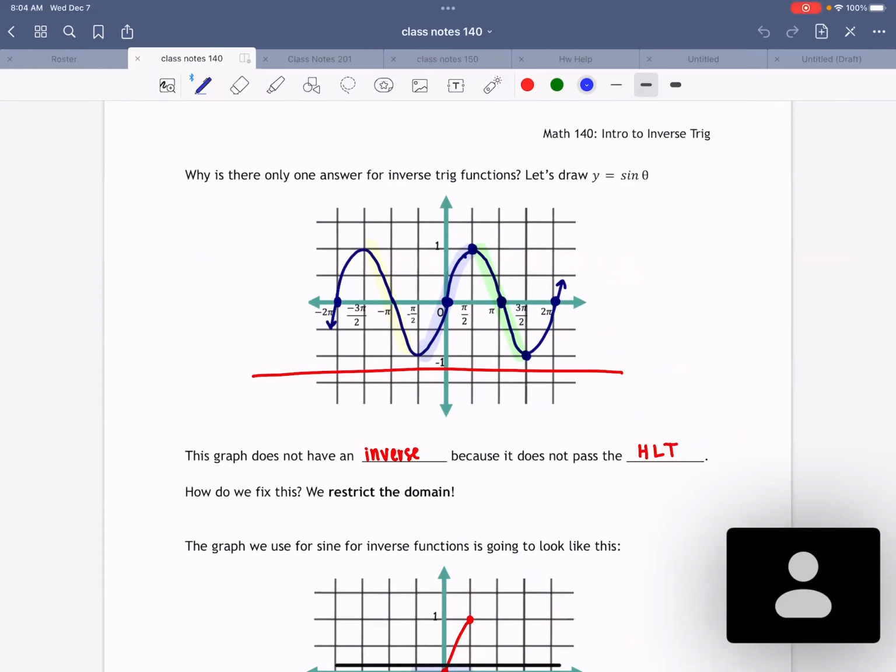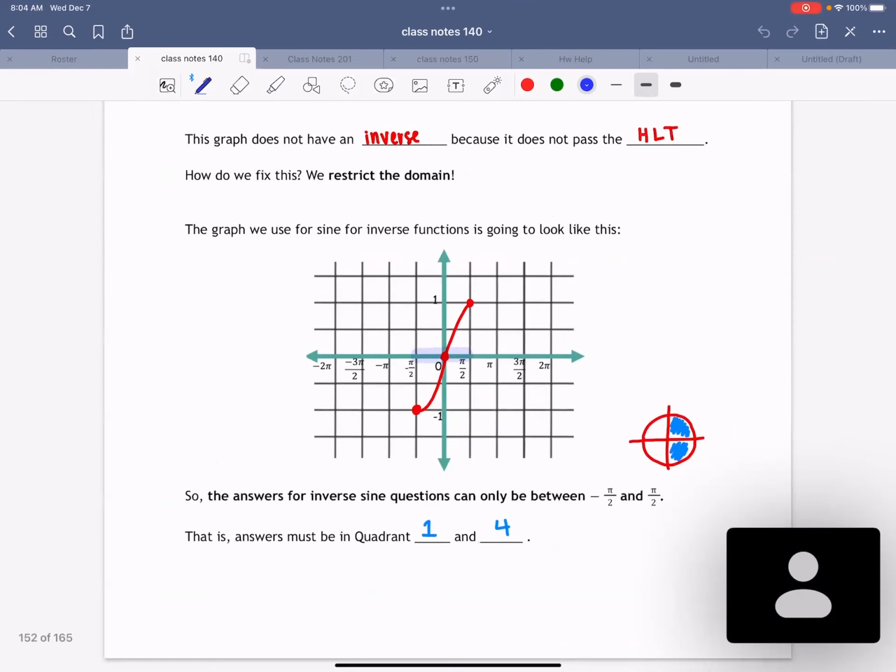So the way we kind of cheated to make this function actually have an inverse is we did this thing called restricting the domain, which just meant cutting off the function from the left and from the right so that it does pass the horizontal line test. And because of this, the answers for inverse sine have to be between quadrants 1 and 4.